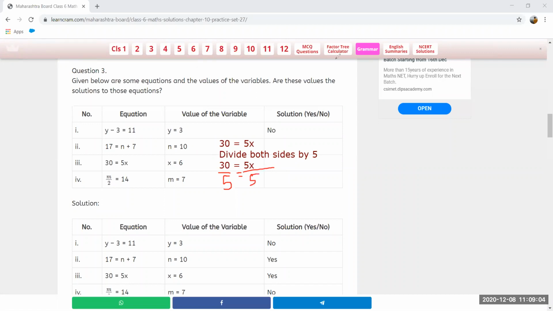As we have written over here, divide both sides by 5. So 30 would get divided by 5 and 5x will also get divided by 5. Now here the numerator 5 and denominator 5 get cancelled.